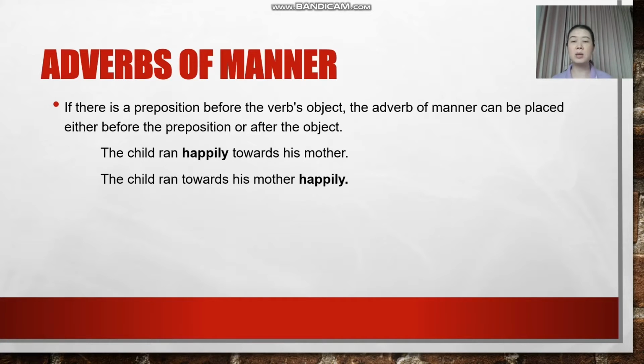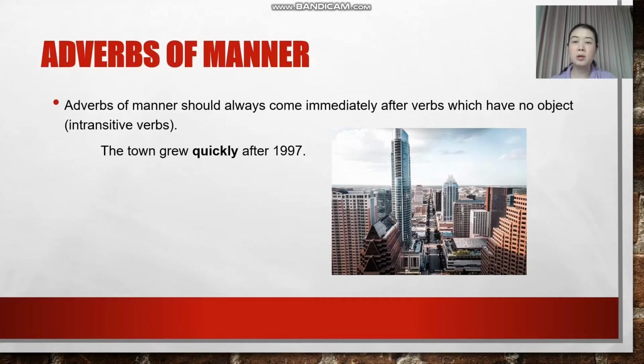So you can see that the word happily is the adverb of manner and is placed before the preposition, or probably it can be placed after the object. And adverbs of manner should always come immediately after verbs which have no object, or intransitive verbs. Can you remember intransitive verbs? The verb that do not require any object.